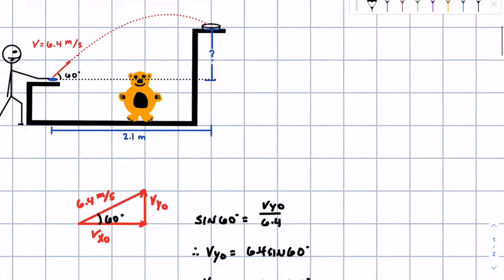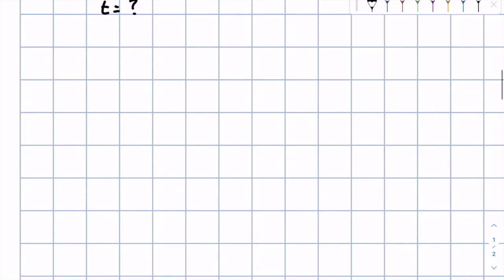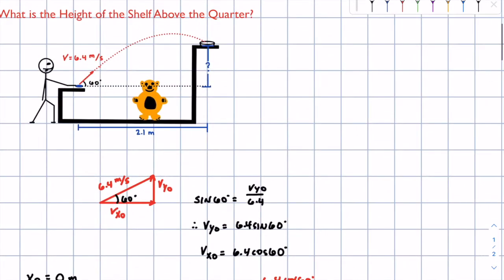So we've got y naught is equal to 0, and we can call that 0 because we're going to say we want to know the distance above the quarter.